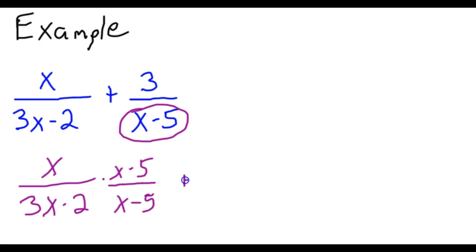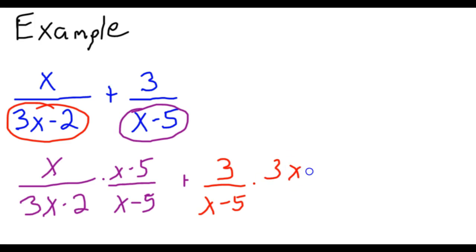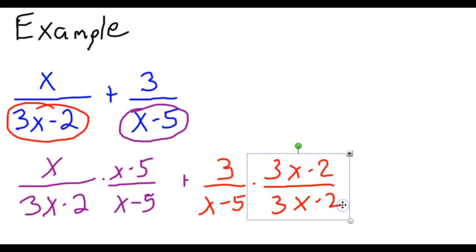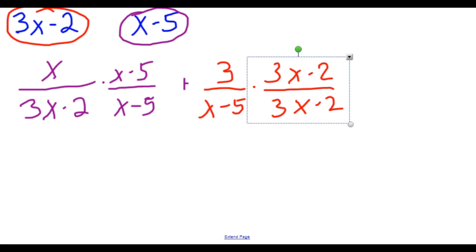Then we have plus. Now for the other one, I have 3 over x minus 5. I'm going to multiply that by the other denominator, so 3x minus 2 over 3x minus 2. Now we have some simplifying to do. Use our parentheses because we're going to have to use the FOIL method to multiply many of these things through.